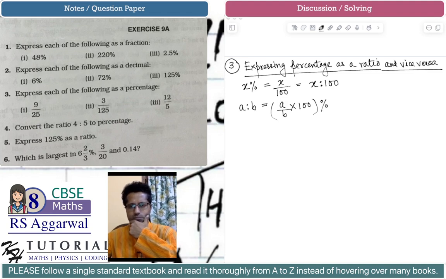Since I don't know what x will be, x percentage as a fraction is x by 100, and in ratio form it will be x is to 100. And the opposite way, if you are given a ratio a is to b, where a and b are some numbers, and you want to express the ratio a is to b as a percentage, it will be a by b multiplied by 100 percentage.